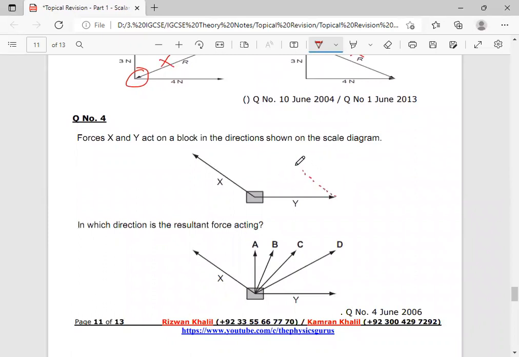Next one. Okay, what we will do again? We will place the scale and we will try to complete the parallelogram. So option A cannot be. So A, B, C, and D. So you can see this resembles with option B. So option B is the correct answer. Or you can even complete the parallelogram over here as well. So you can see at option B, these forces are intersecting with each other.